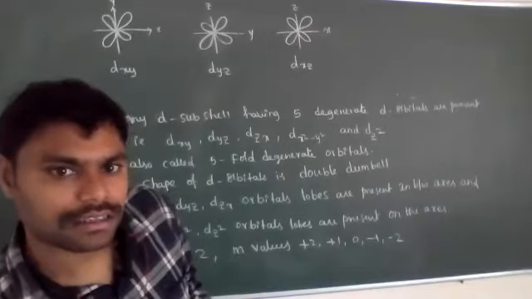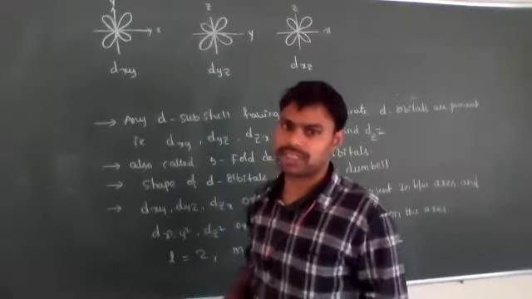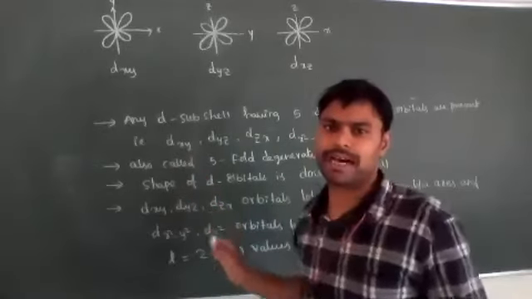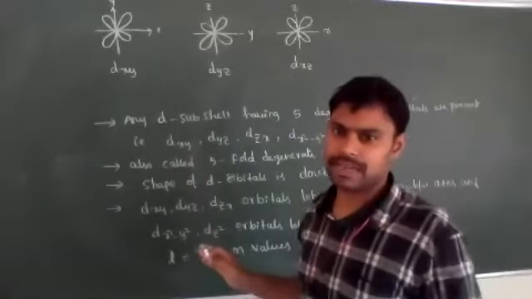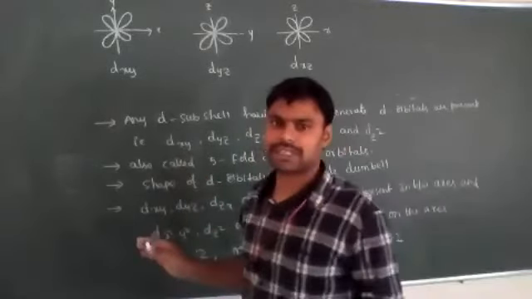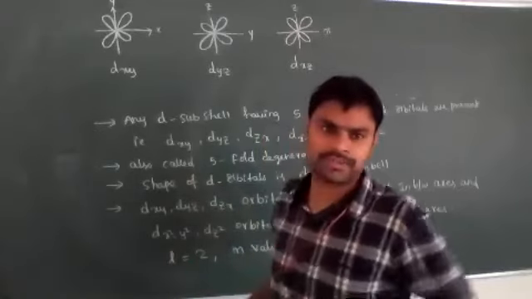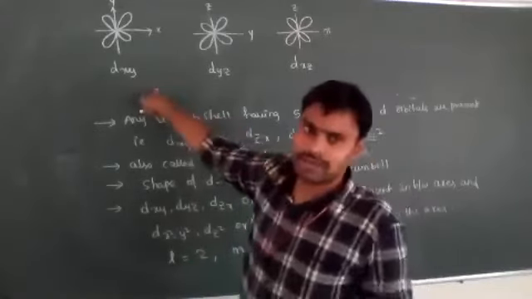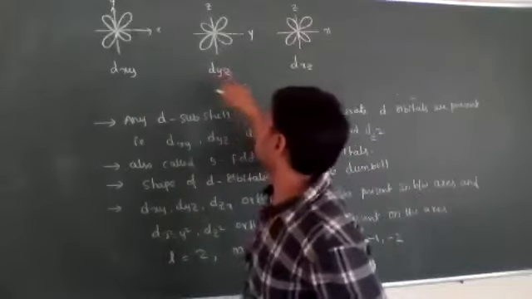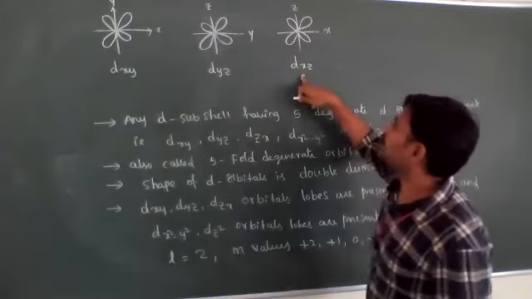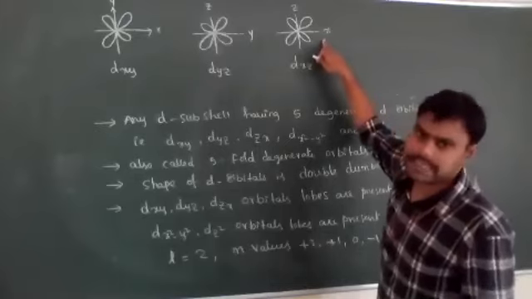Yes, ma. Shapes they will ask in the board examination: draw the shapes of 5 d orbitals, draw the shapes of p orbitals, and s orbital shapes. But in the objective exam, it is not required. Just these theoretical points we need to remember. dxy lobes are present in between the x and y, dyz lobes in between the y and z, dzx lobes in between the x and z.